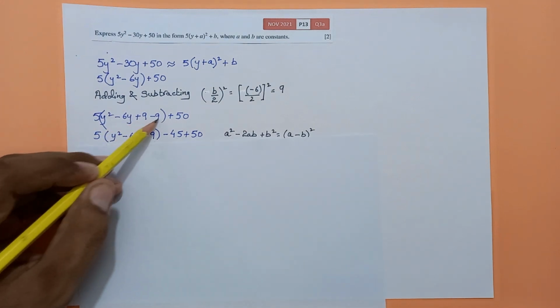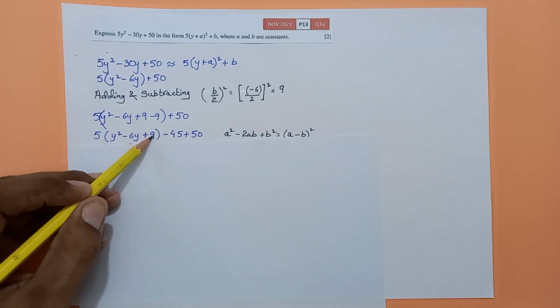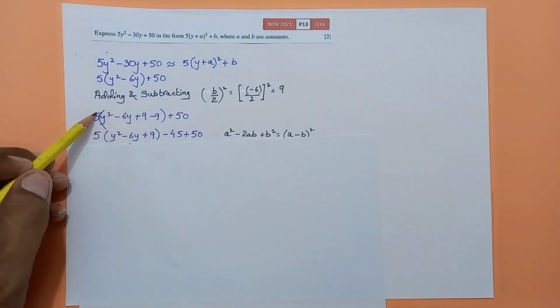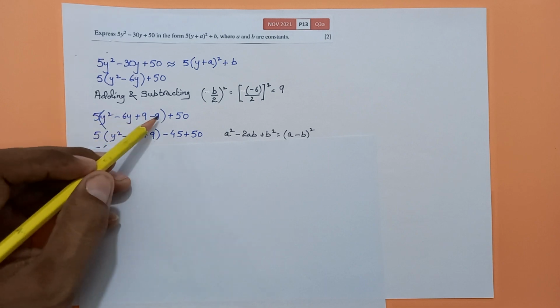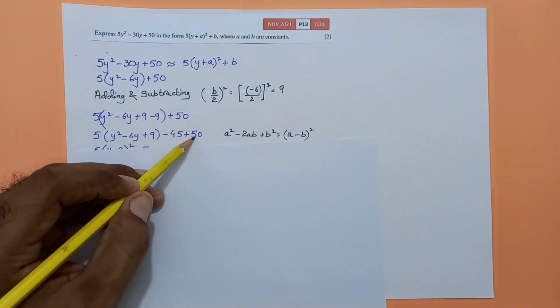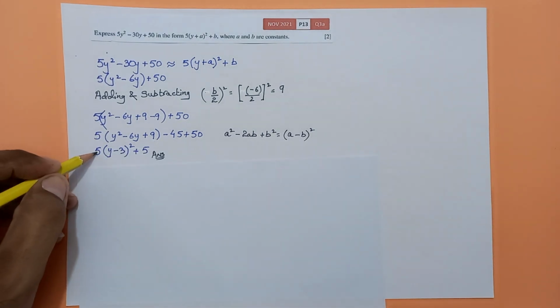After adding and subtracting inside the bracket, whatever we have added, let it be inside the bracket. Whatever we have subtracted, just multiply that by 5 and move it outside the bracket like we have done. 5 times negative 9 is minus 45 with plus 50. So 5 was definitely there.